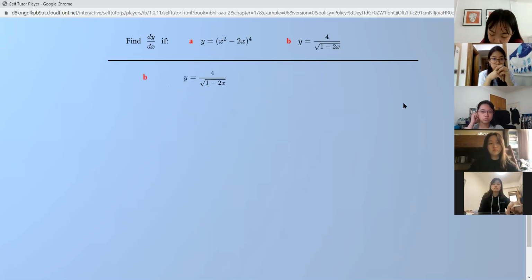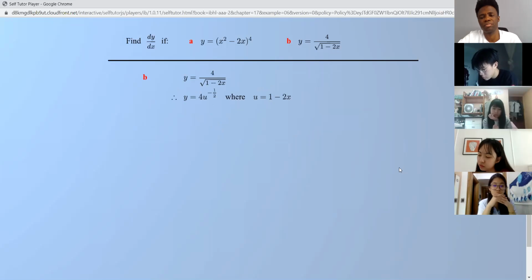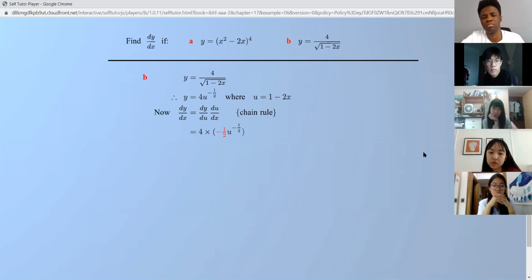Now consider the function in part b. How can we write it as a composite of 2 simpler functions that we know how to differentiate? We can see there is a linear expression under the square root, so we let this linear expression be u. Y is 4 over the square root of u, which is 4 times u to the minus 1/2. We know how to differentiate both of these functions, so we can use the chain rule. To find the derivative of y with respect to u, we multiply the constant coefficient by the power and subtract 1 from the power. We now find the derivative of u with respect to x.